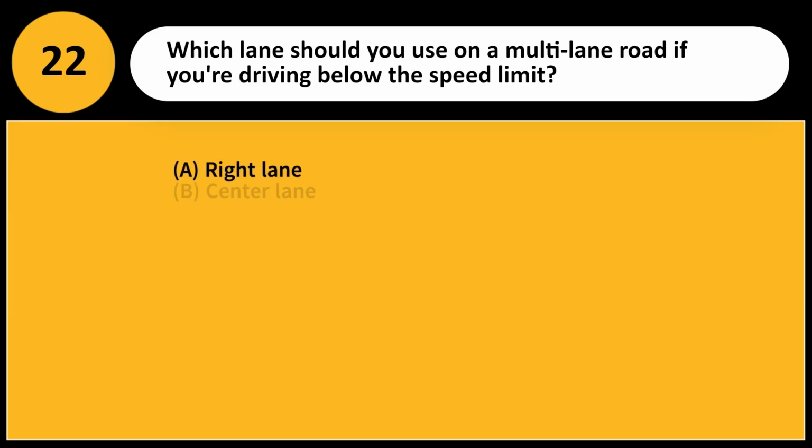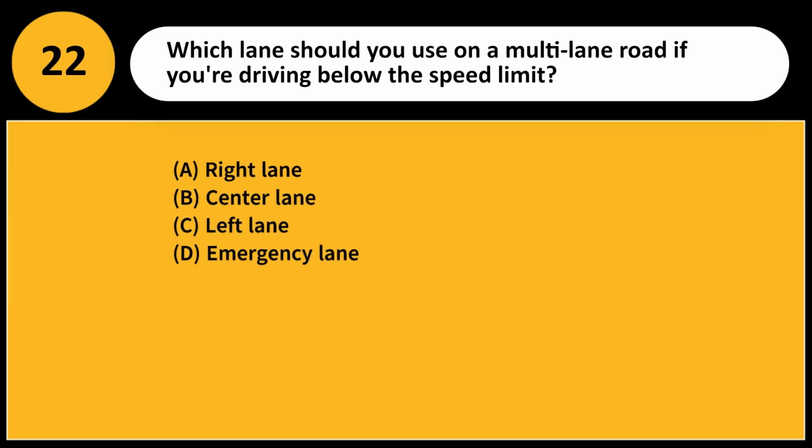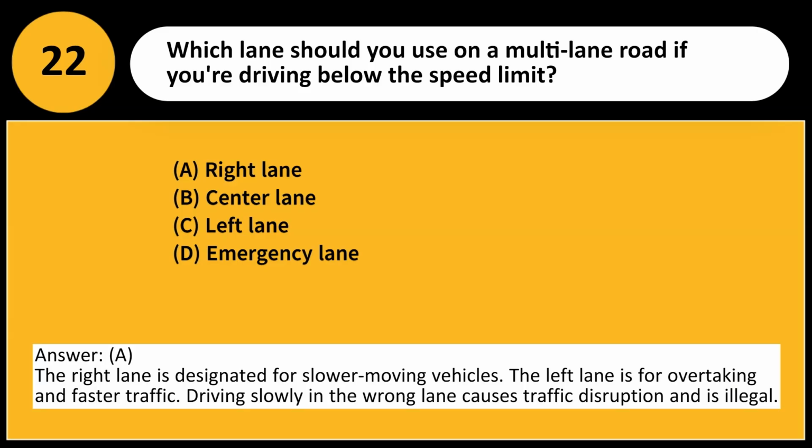Which lane should you use on a multi-lane road if you're driving below the speed limit? A. Right lane. B. Center lane. C. Left lane. D. Emergency lane. Answer: A. The right lane is designated for slower-moving vehicles. The left lane is for overtaking and faster traffic. Driving slowly in the wrong lane causes traffic disruption and is illegal.